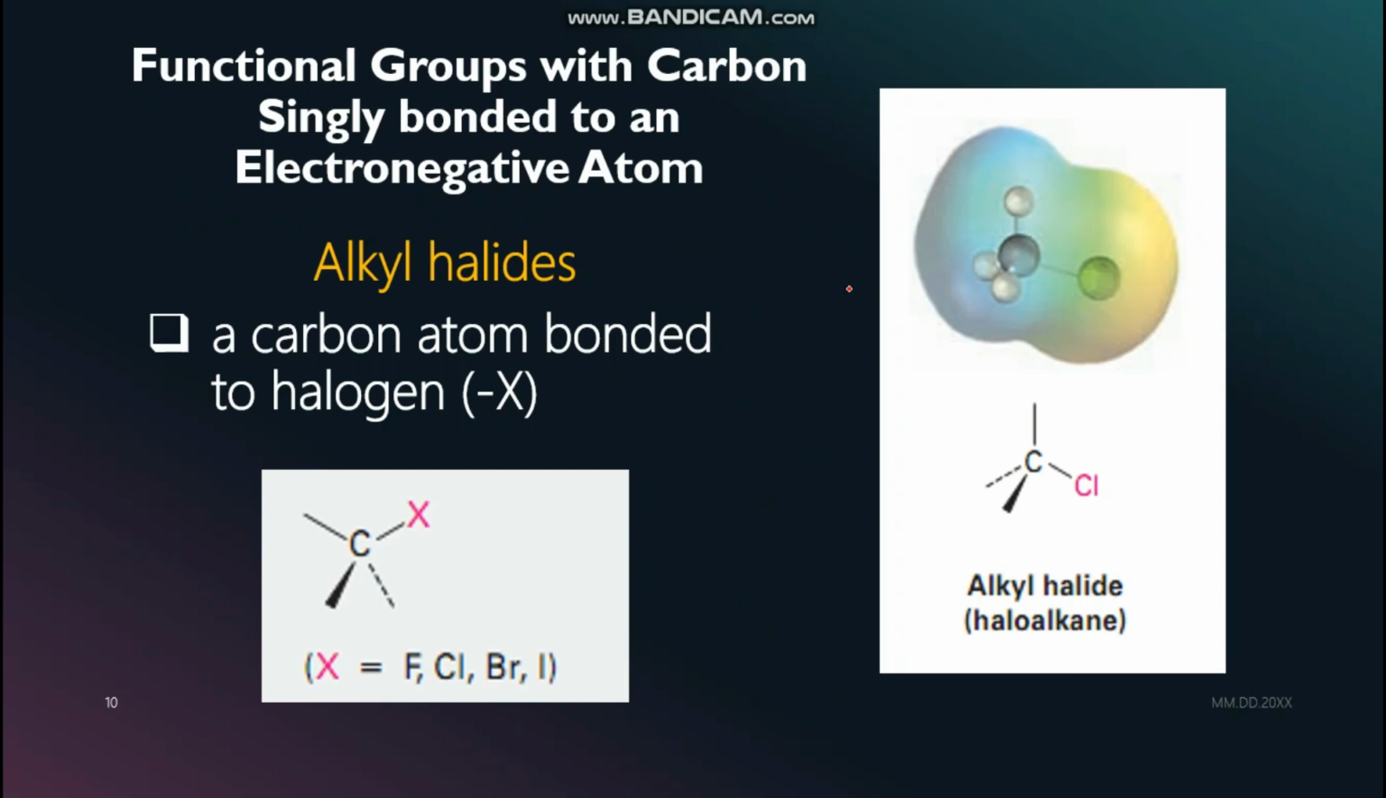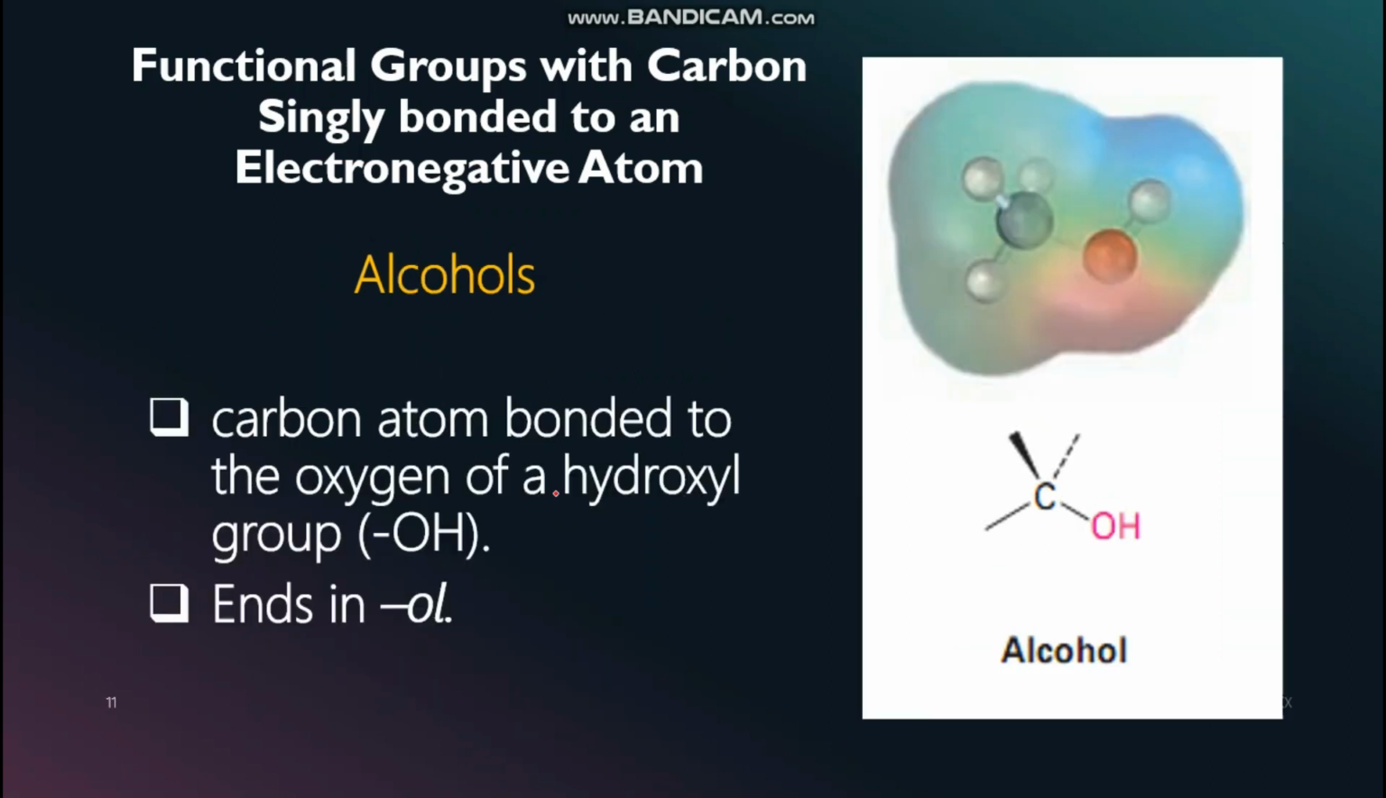Now let's have first the alkyl halides. So alkyl halides, also known as haloalkanes, are compounds wherein a carbon atom is bonded to a halogen. So these halogens are fluorine, chlorine, bromine, or iodine. So these halogens are electronegative atoms. So another is the alcohols. So in alcohols, the carbon atom is bonded to the oxygen of a hydroxyl group. So the hydroxyl group is the OH group.